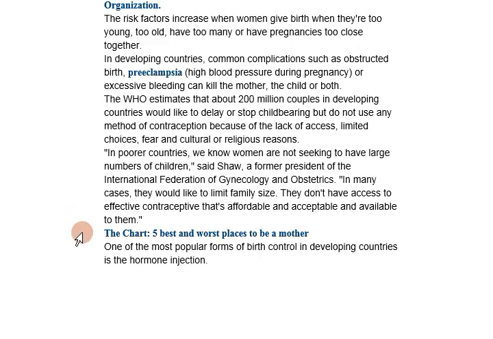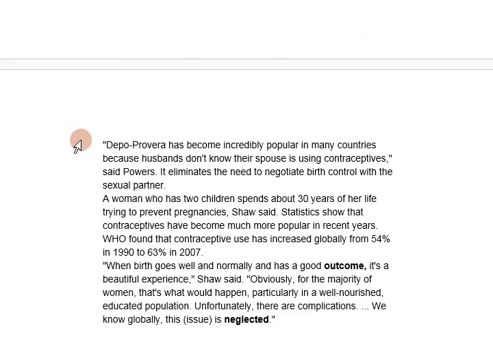The chart, 5 best and worst places to be a mother. One of the most popular forms of birth control in developing countries is the hormone injection. Depo-Provera has become incredibly popular in many countries because husbands don't know their spouse is using contraceptives, said Powers. It eliminates the need to negotiate birth control with a sexual partner.